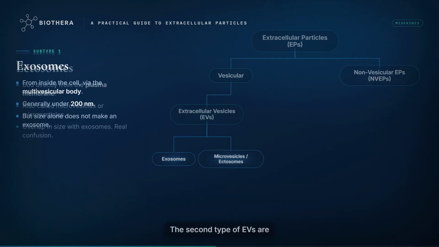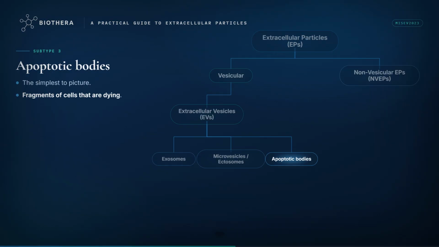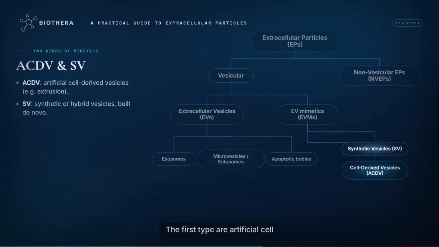The second type of EVs are ectosomes, also called microvesicles or microparticles, which bud directly from the plasma membrane. They can overlap in size with exosomes to some extent, which creates real confusion. And the last major type of EVs are apoptotic bodies, which are the simplest. They're fragments from cells that are dying. Beyond EV, there's a growing class of EV-like particles produced through artificial manipulation, collectively called EV mimetics. The first type are artificial cell-derived vesicles, or ACDVs, and the second type are synthetic vesicles.